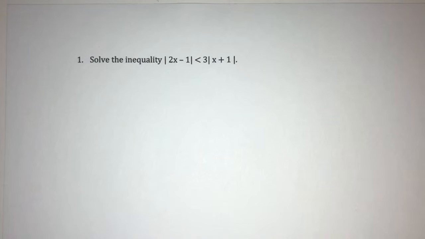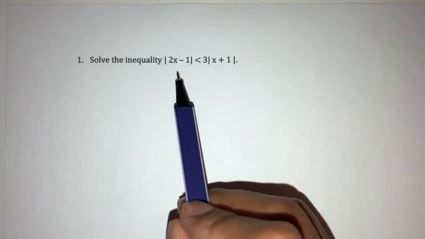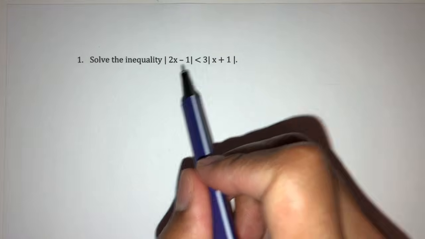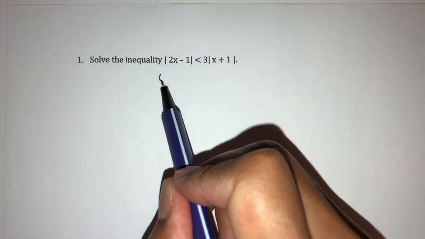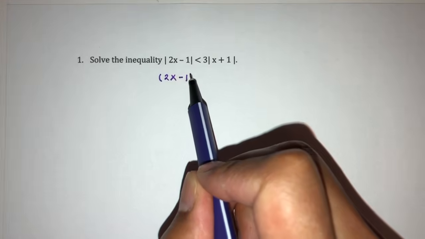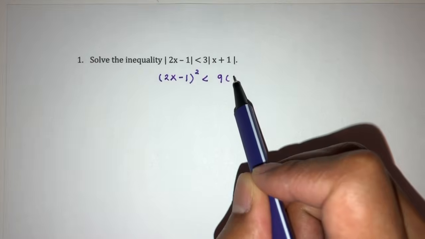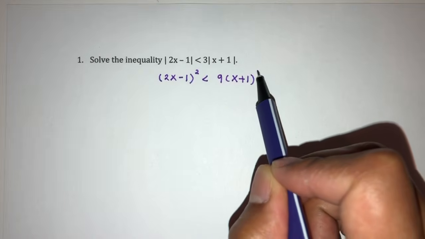So here we have to solve the inequality. As we can see, we have modulus on both sides. So usually in that case, I always recommend to square both sides, so you can cancel out the modulus. That will become (2x - 1)² less than 3² will be 9, and then (x + 1)².